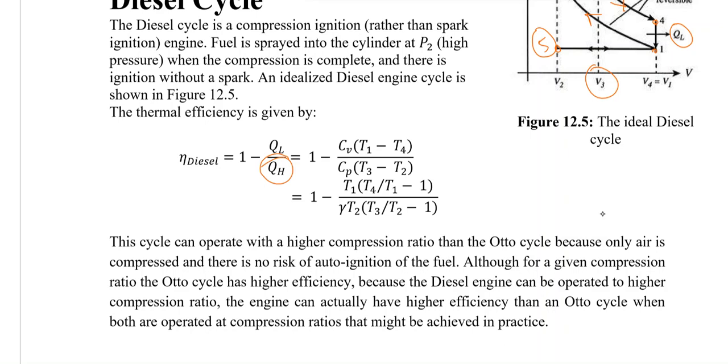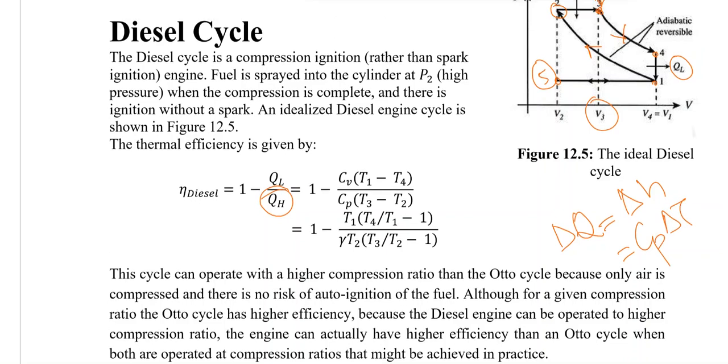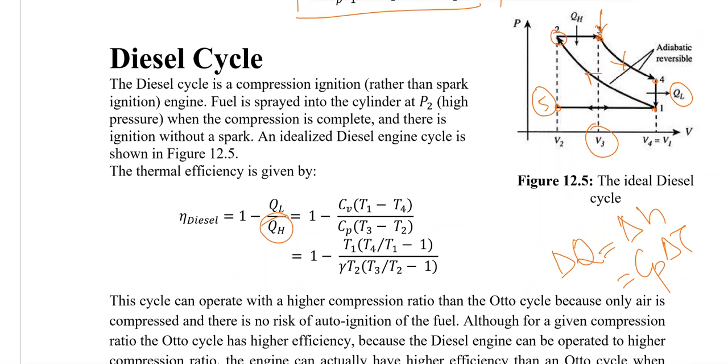In the last lectures, we already said that heat transfer in a constant pressure process equals the change in enthalpy, when we were doing the first law of thermodynamics. So that would be equal to Cp delta T over here, and Cp delta T is from 2 to 3, so that would be Cp (T3 minus T2).